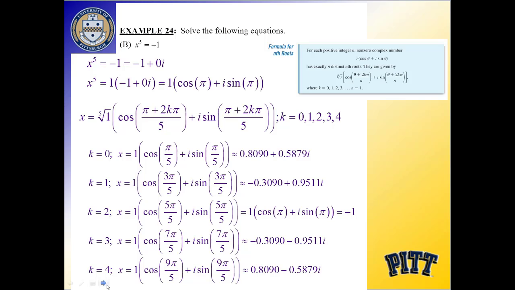If k equals 4, I'm doing 1 times the cosine of 9 pi over 5 plus i times the sine of 9 pi over 5. And I get 0.8090 minus 0.5879i, which is the conjugate of what I had for the first one I did. But those are all 5 answers. If you took each one of those, raised it to the 5th power, you would get approximately -1. I say approximately because if I took those numbers and typed them the way they are right now, I'd only have 4 decimal places. So it may be off a little bit if you do it that way.